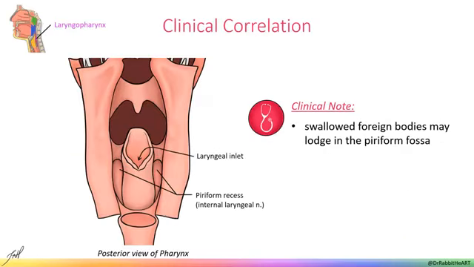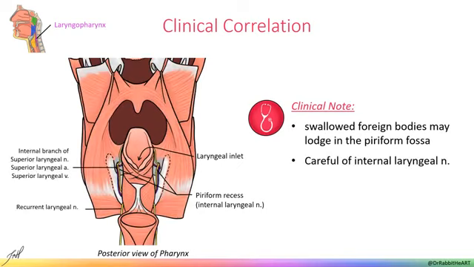Earlier, we mentioned foreign objects may become lodged in the piriform fossa in the laryngopharynx. When removing those foreign objects, you must be careful because the internal branch of the superior laryngeal nerve runs just deep to the mucosa of the piriform recess after popping through the thyrohyoid membrane with the superior laryngeal artery and vein. This nerve then could become damaged during the procedure.